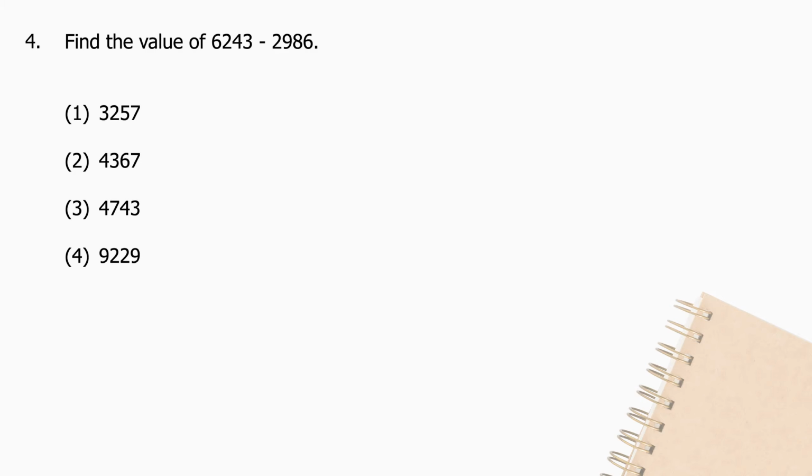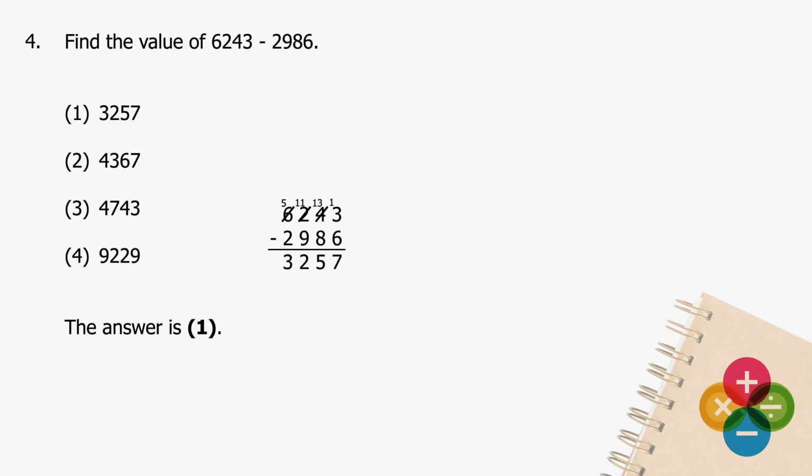Question 4. Find the value of 6243 minus 2986. Subtracting 2986 from 6243, the difference will be 3257. The answer is 1.